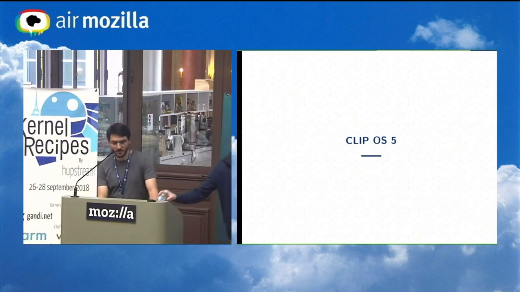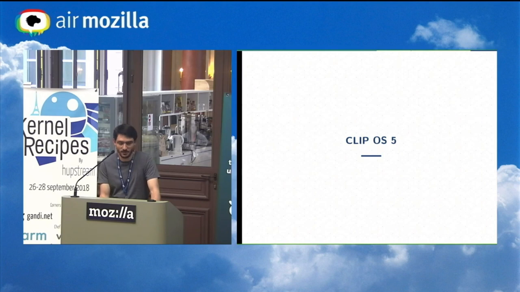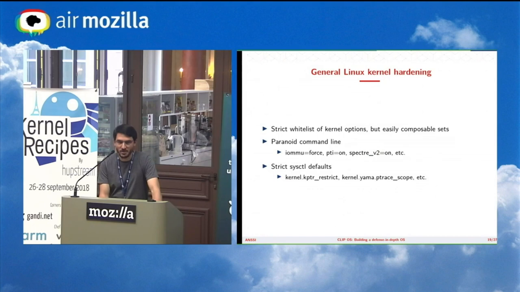Thanks, Mickael. So now we're going to talk about ClipOS version 5, which we released a week ago in open source along with version 4.2. We made quite a lot of changes, and with version 5 the way we handle kernel patches changes. The first one is we've rebased our kernel on the latest stable version. And we started from the basics.